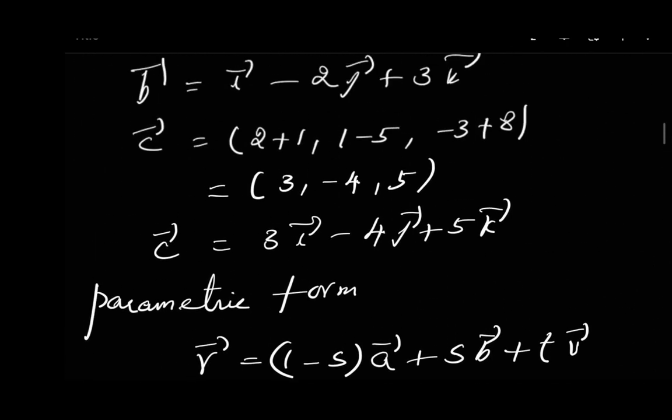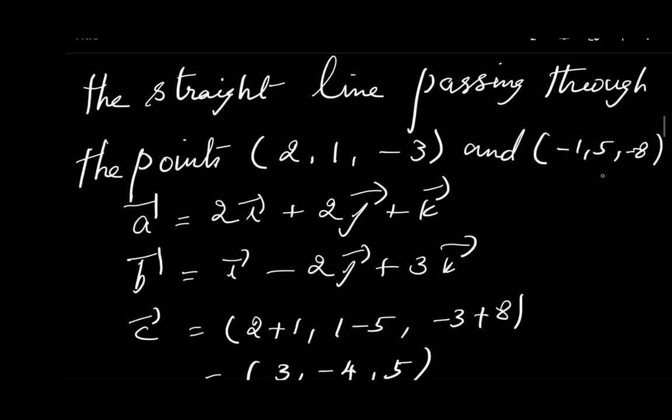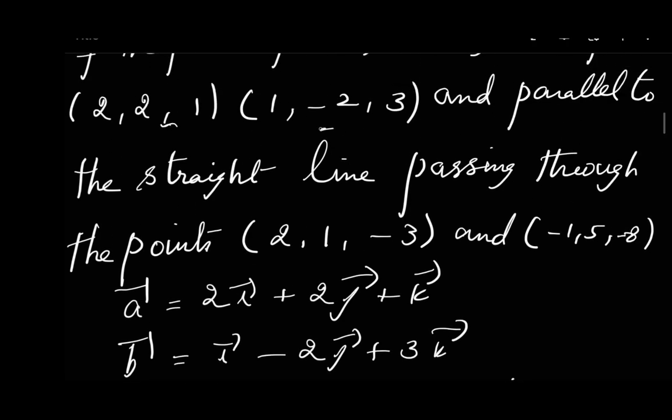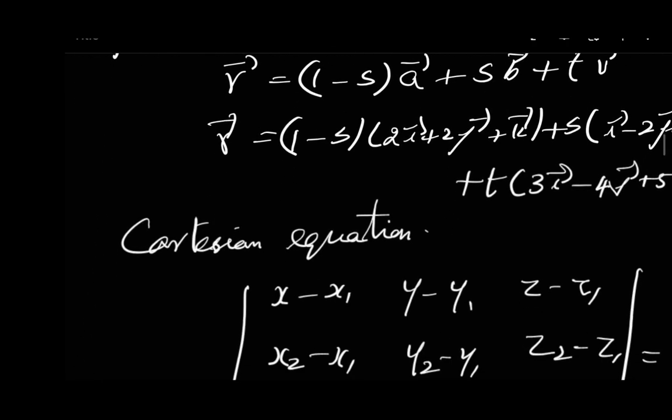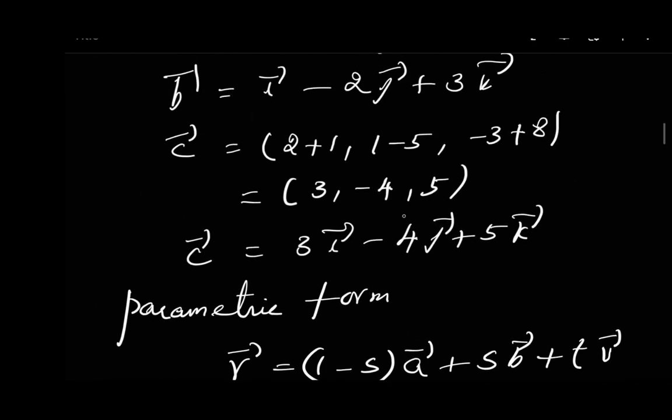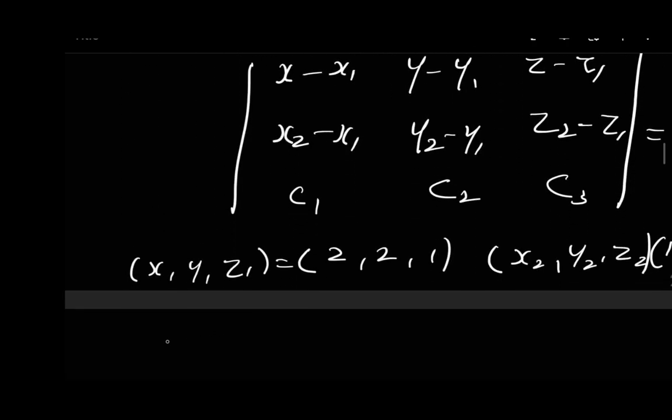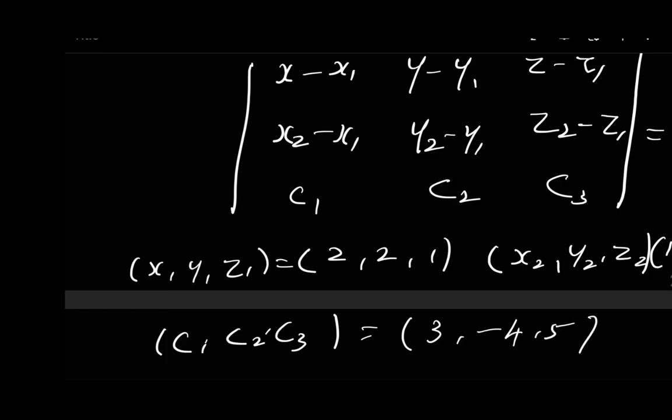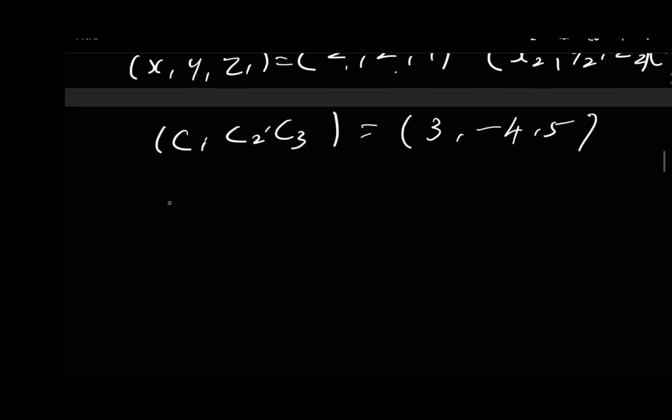So here they given for you. This is vector form. Here they given the 2 points. And then C point, just now we have got 3, minus 4, 5. C1, C2, C3 is 3, minus 4, 5. See, substitute in the determinant: x minus x1 is x minus 2, y minus 2, z minus 1.